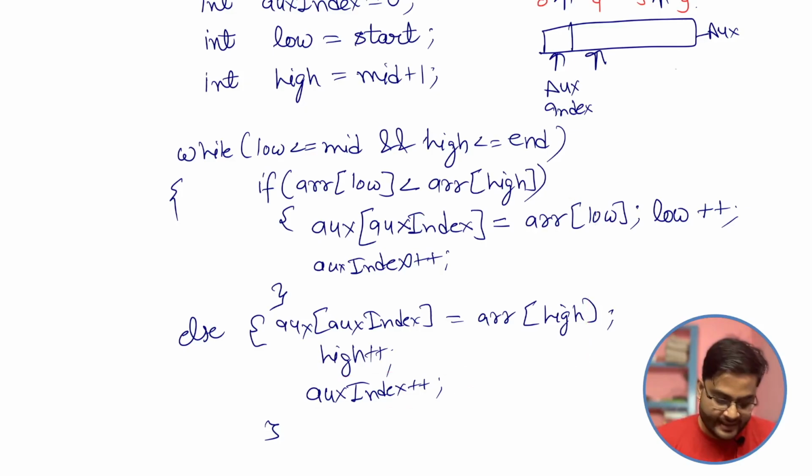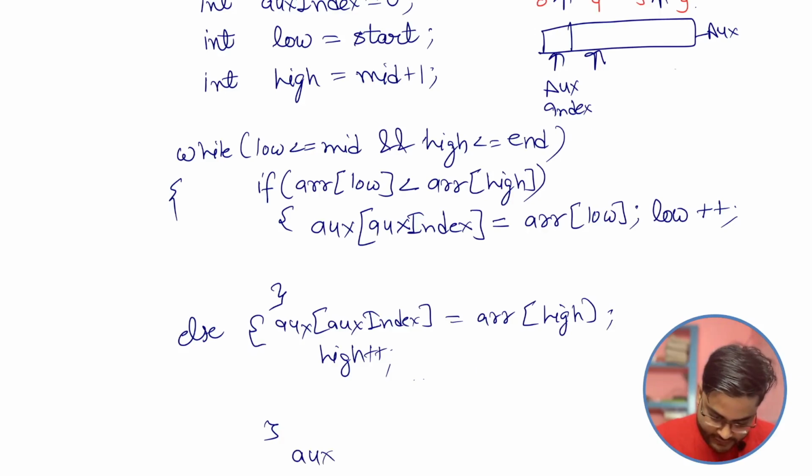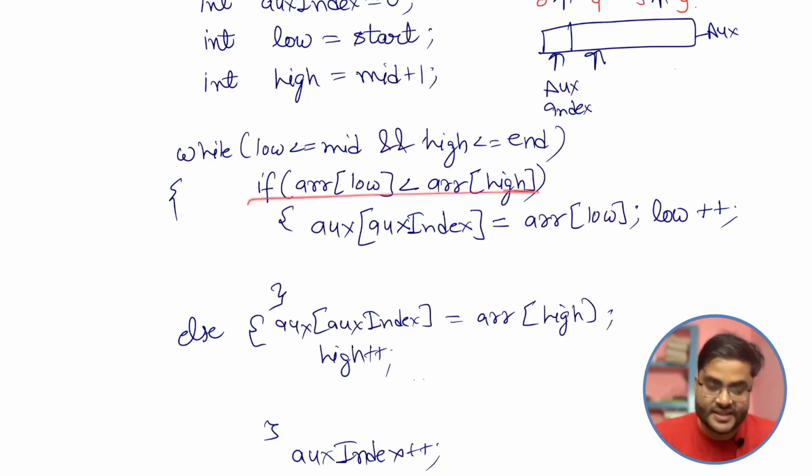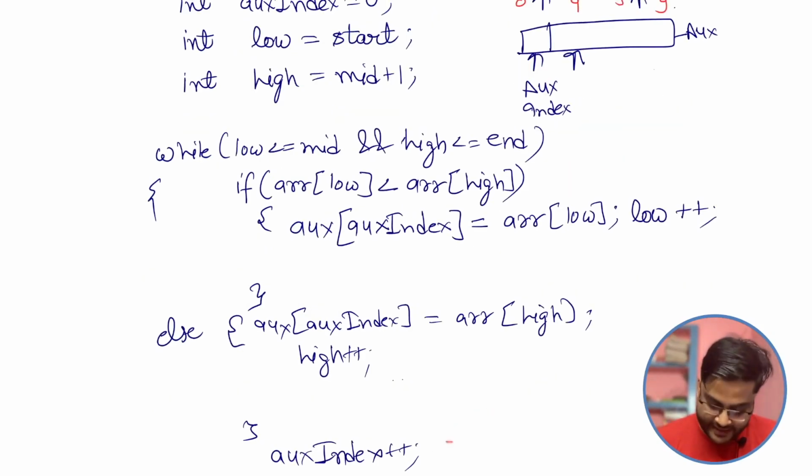So I can write it outside the if else condition, because if either condition is fulfilled, my aux index will be incremented. So aux index plus plus. Did you understand it? If my if condition is satisfied, I increment my aux index; else also I increment it, because it will store one value either from this array or from this array. So my aux index will keep incrementing every time. Now you feel my task is done, right?